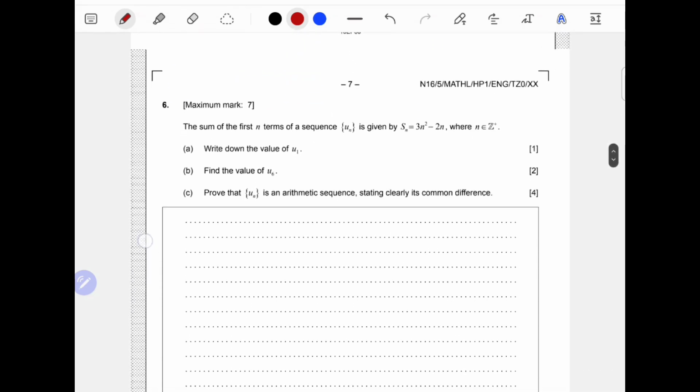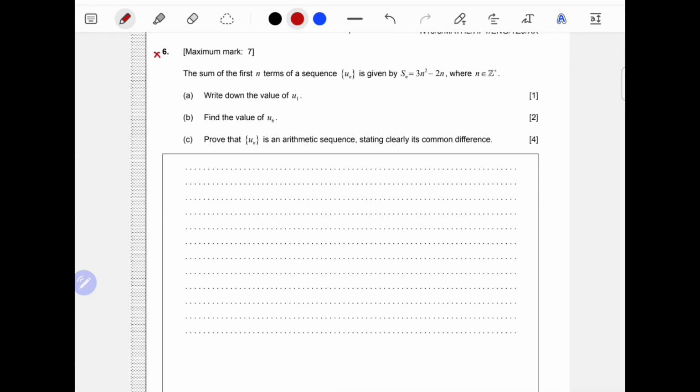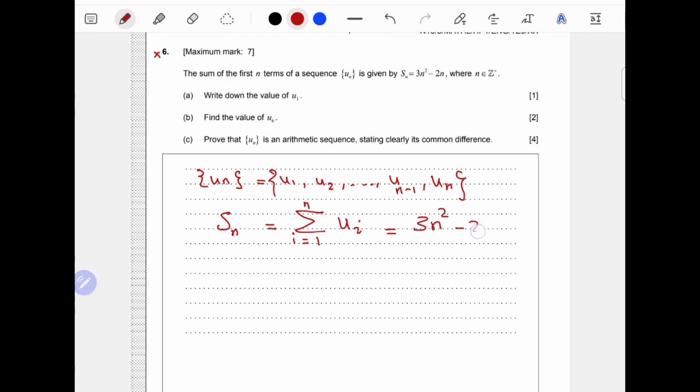Now let's move to the next question. In this question, it's given that the sum of the first n terms of a sequence un, which is basically u1, u2, un minus 1, un, is given by the sum Sn, which is equal to the sum from i equal to 1 to n of ui, equal to 3n squared minus 2n.